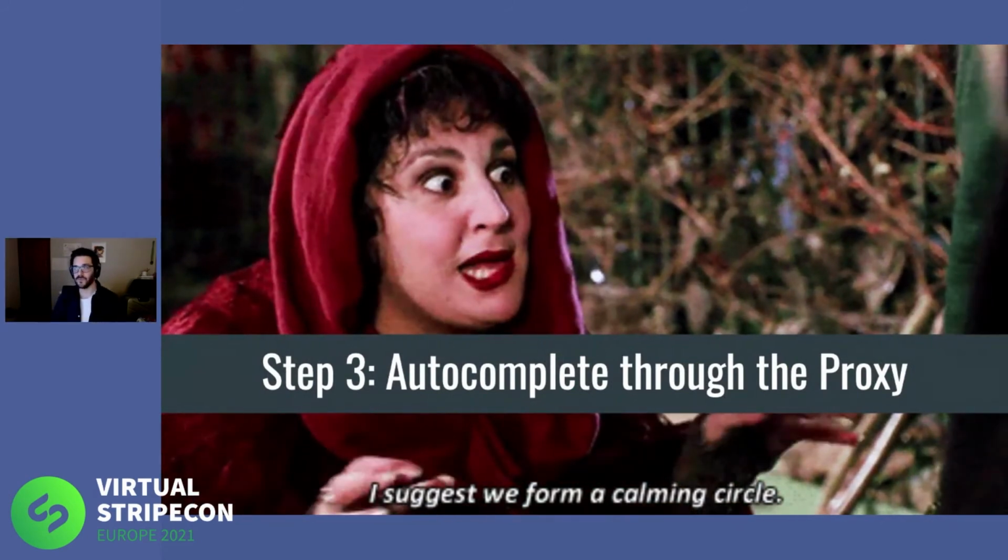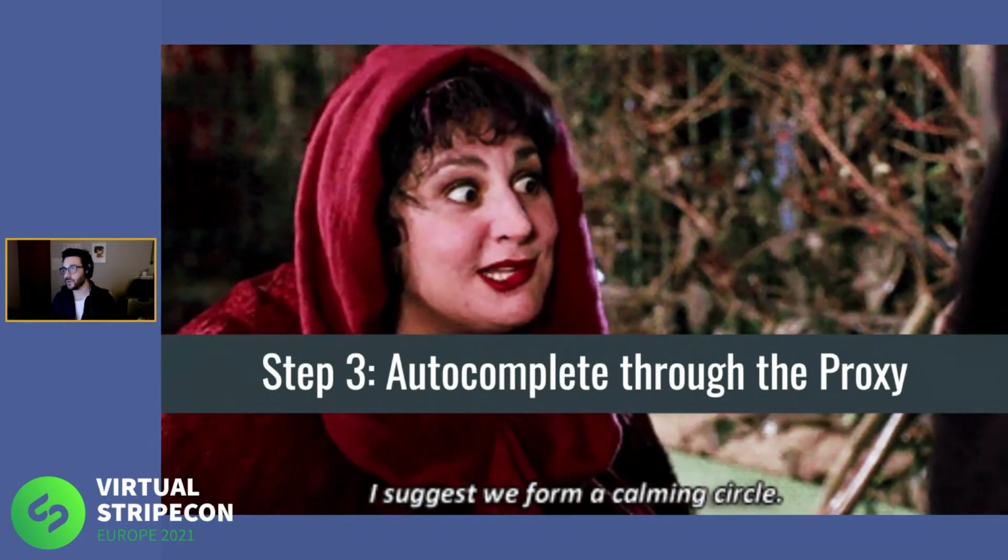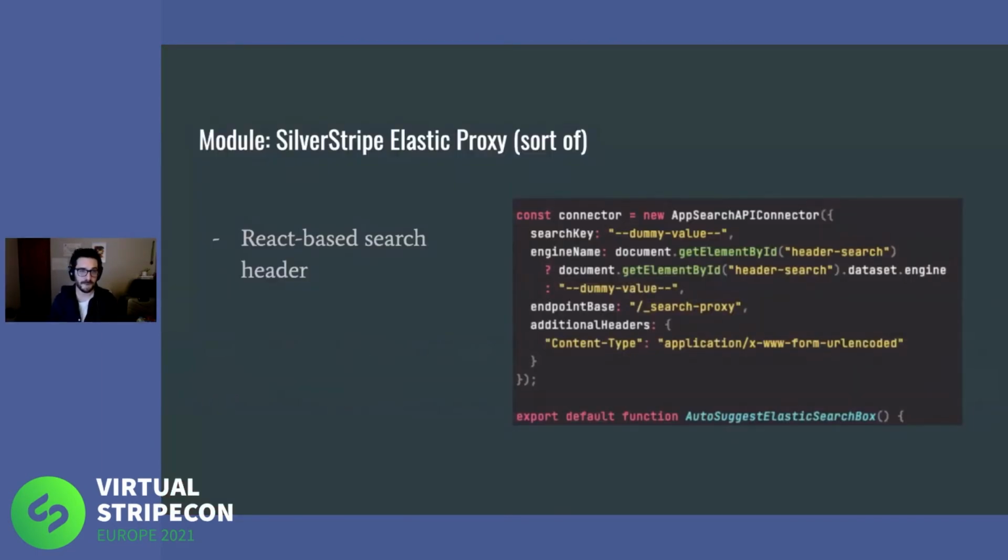The final piece of the puzzle was sending the autocomplete through a proxy. This is also a module, Silverstripe Elastic Proxy. Sort of. It's more of an internal module that we have, where there are two ways to go about achieving the same thing. One is to have a raw PHP file just in the public directory, which is what I ended up doing. The other was a proper Silverstripe controller. And the reason for that is that you need to be able to boot the Silverstripe environment to get some environment variables out of there, because that's how you're going to be able to connect to Elastic.